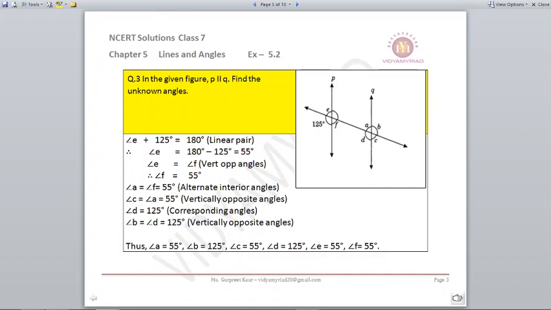So angle E will be equal to angle F because of vertically opposite angles. Now I know angle F will be equal to angle C, which are corresponding angles. Your 125 degrees will be equal to angle D, that is also corresponding angles. D is equal to B, vertically opposite angles, and C is equal to A because of vertically opposite angles. You can choose any of the properties of parallel lines to find the angles. It is not at all necessary that you follow this way only.